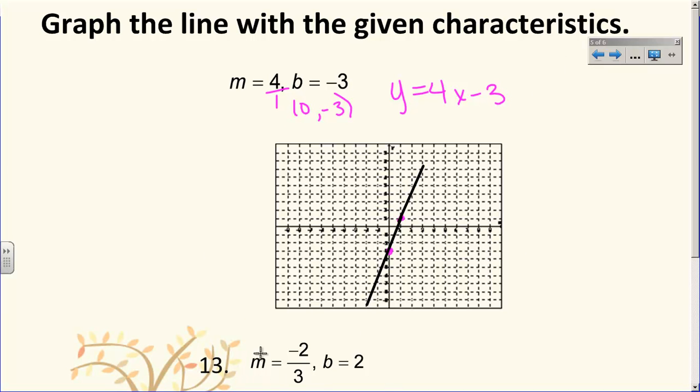Now here's another one down here. If you want to try this one, you want to graph a line that has a slope of negative 2/3 and a y-intercept of 2. That would be you can try that, and we can check it tomorrow together.